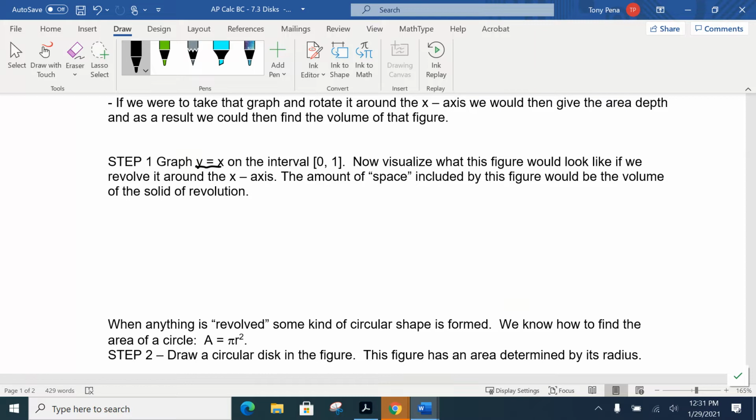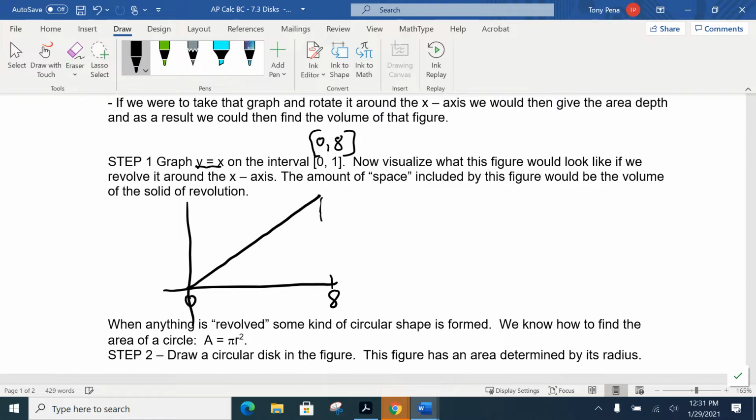I'm going to change this just for something that I'm going to show you here on the computer. Make this 0 to 8, just so it matches sort of the online tool I'm going to show you here in a minute. So just graph y equals x. So it just goes through the origin, a slope of 1, and say we're going to stop over here at 8. So this is our space.